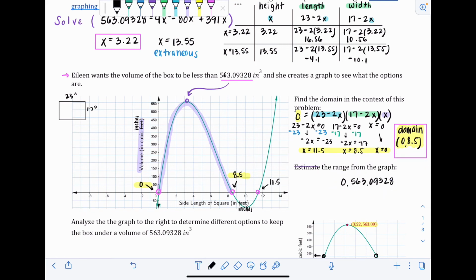And then in interval notation, remember, just putting either parentheses or brackets around it, but the volume can't actually be 0, so we want to include 0. And then we want it to be less than, not less than or equal to, so we would put the parentheses around the 563 as well.